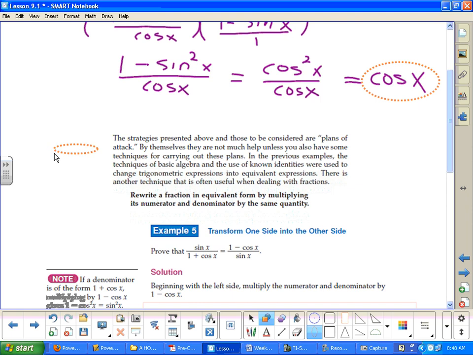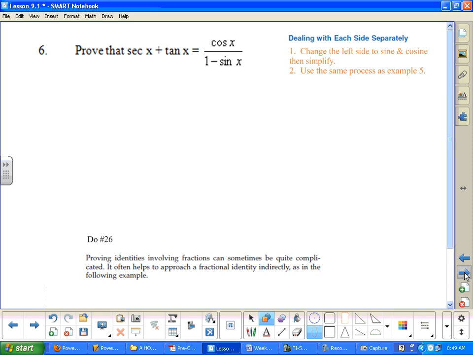So here it says the strategy, oops, there we go. The strategies presented above and those to be considered are plans of attack. By themselves they are not much help unless you also have some techniques for carrying out these plans. Previous examples of techniques of basic algebra and use of known identities were used to change trigonometric expressions into equivalent expressions. There's another technique that's often useful when dealing with fractions. Okay, and we're going to do number 5 tomorrow, so we're going to go ahead and do number 6. So we're going to prove this one.